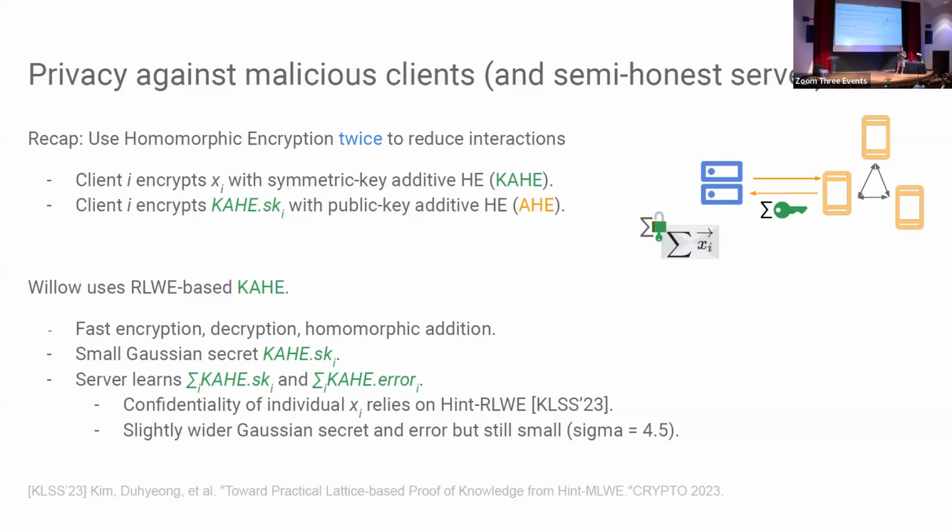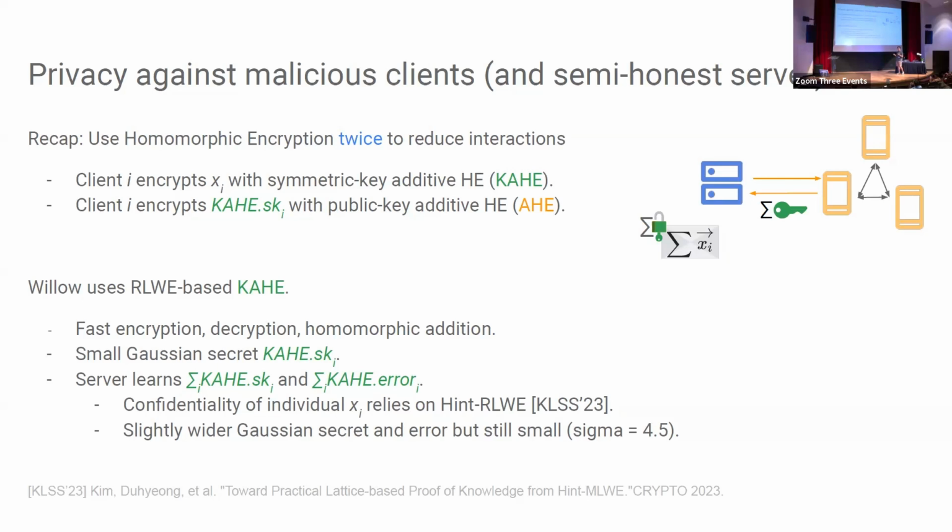But at the same time, to build a secure protocol, we need to notice that the server learns the sum of the KHE secrets, and also the sum of the KHE errors. This is an inherent issue in lattice-based crypto. In order to achieve confidentiality of individual client inputs, we rely on the new hint RingLWE assumption, which essentially says that if you use slightly larger Gaussian parameters, we can give out the sum of the secrets and also the sum of the errors, and the security is essentially equivalent to standard RLWE. In practice, we can set the error parameter to just 4.5, slightly larger than the typical 3.2 you would use. So we use slightly larger, but still small parameters to achieve security.